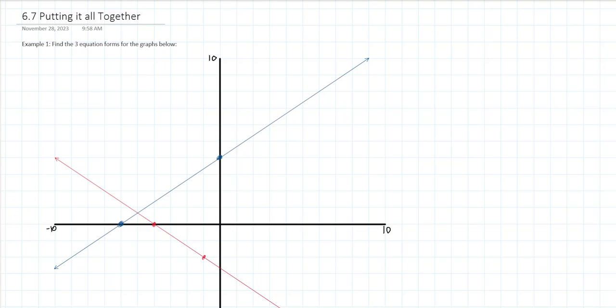Hello and welcome to my video, lesson 6.7 on putting it all together. Find the three equation forms for the graphs below.